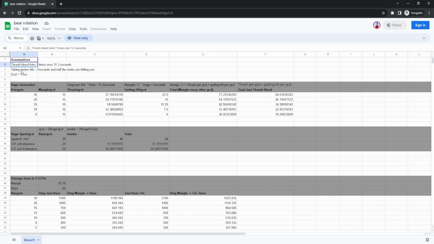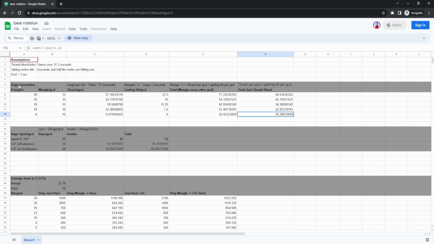Thrash bleed ticks 7 times over 11.3 seconds, taking melee hits every 2 seconds, and half of the mobs are hitting you. I'm taking a bit more of a conservative estimate just so that we have the worst case scenario in a sense. And then GCD is every 1 second. My realistic GCD is like 1.15, 1.18, I don't remember exactly, but it's not 1 second. However, assuming it's 1 second, I'll just make things a little bit easier.